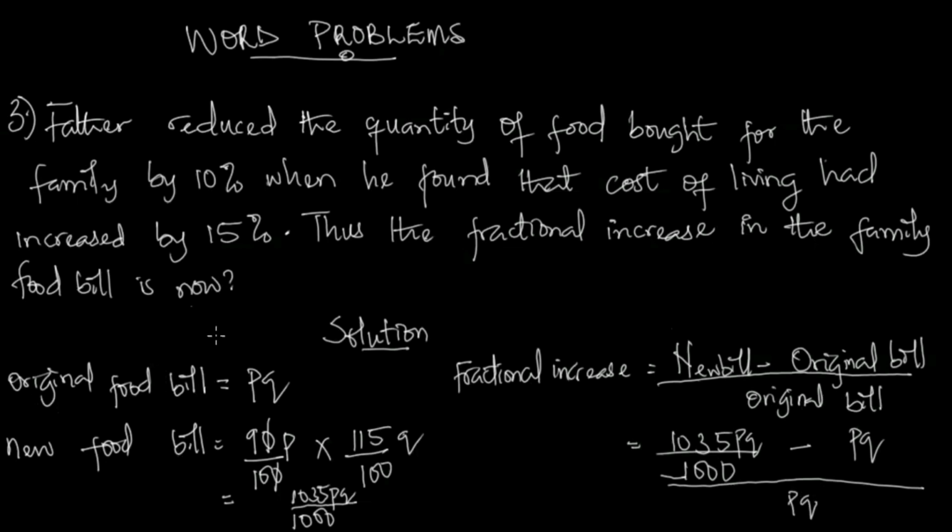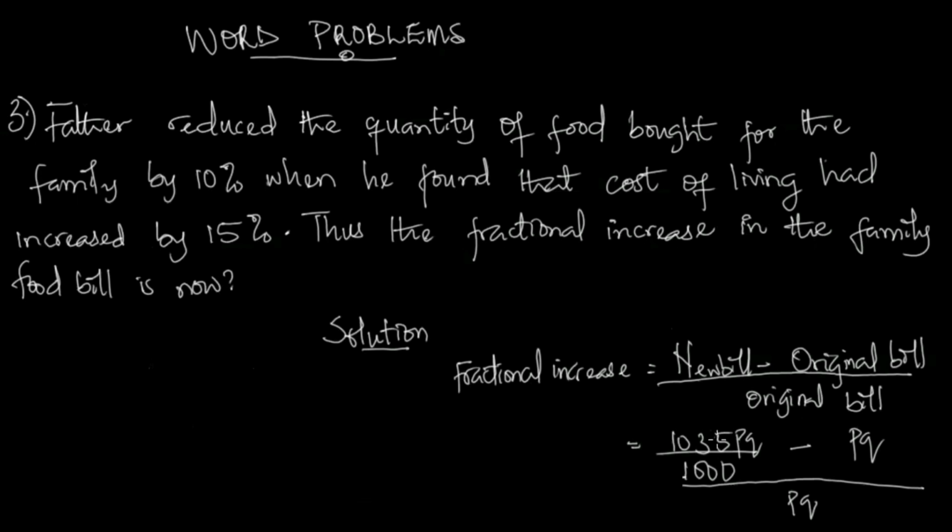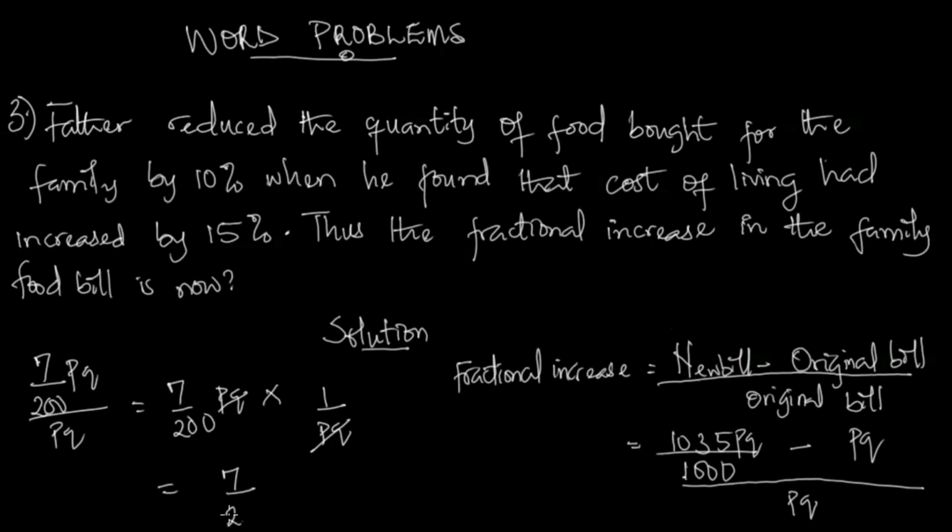Okay, now I'm going to clear this part. So when we subtract this, we're going to have 7 over 200 PQ all over PQ. That is the same thing as 7 over 200 PQ times 1 over PQ. And our final answer is 7 over 200. And that is all for question 3. Feel free to drop your questions or your confusions in the comment section.